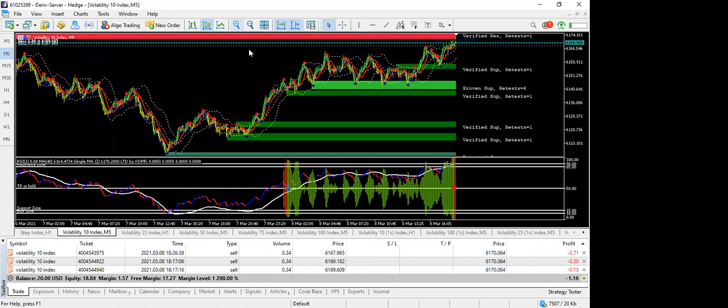According to your entry in V10, I'm seeing that it's on verified resistance, but it's still on an uptrend. What if you take a trade and it goes against you and passes the verified resistance? Because sometimes these trades tend to do that.